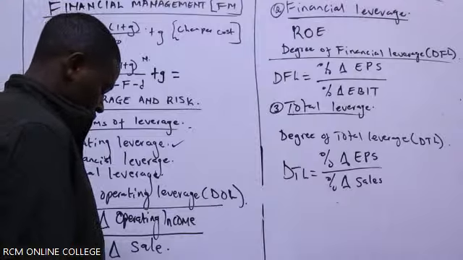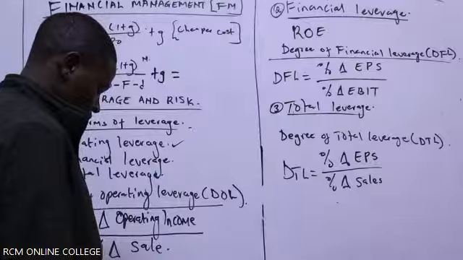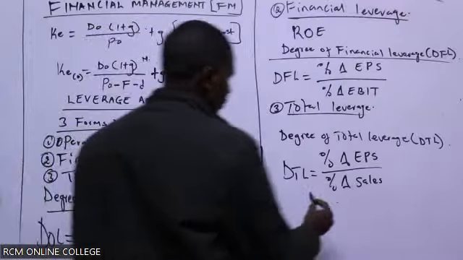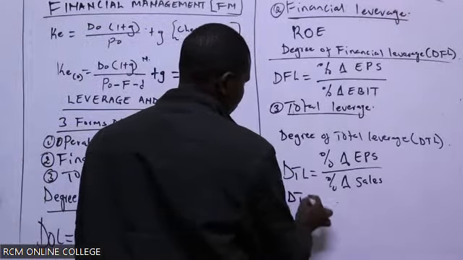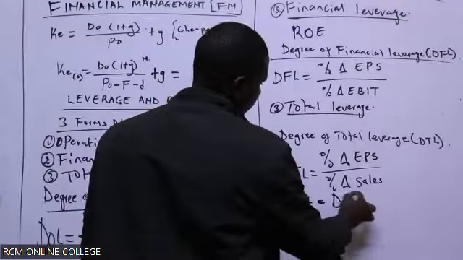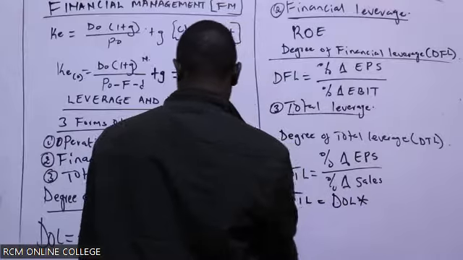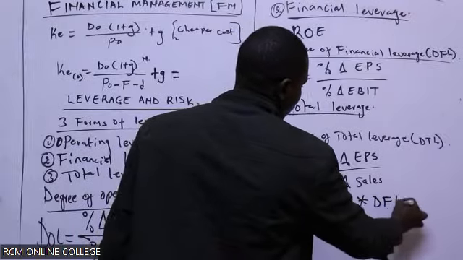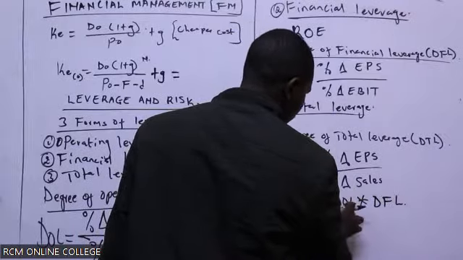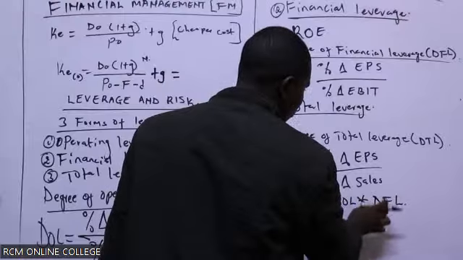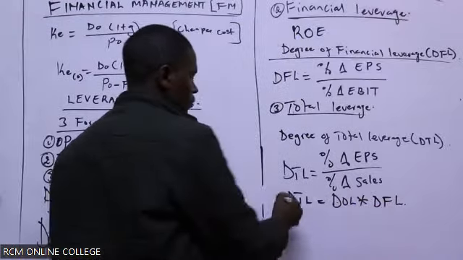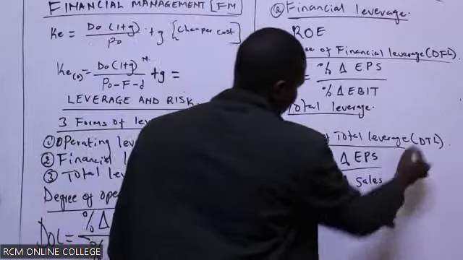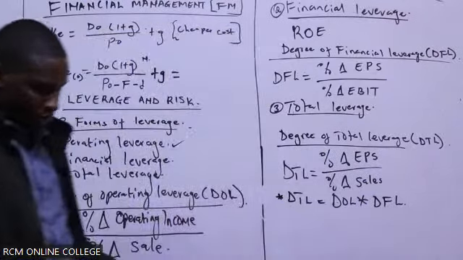I want us to, you see, for this one, you can still take DTL. DTL can be given by DOL times the what? The DFL. So whatever you get as the degree of operating leverage, multiplied by the degree of financial leverage. This is an alternative. Remember, we said it is a combination. So it can be given like that.